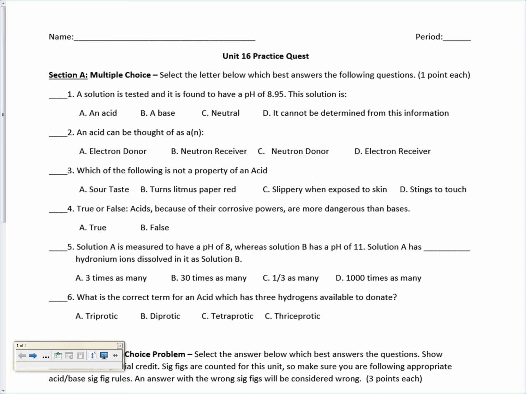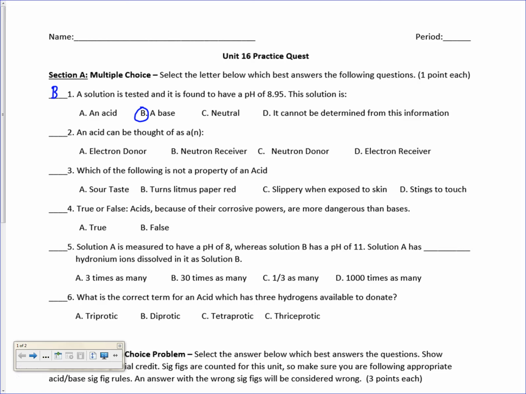This is the Unit 16 practice quiz. I'm going to quickly go through this multiple choice section. It says a solution is tested and found to have a pH of 8.95. The solution is... this one should hopefully be a pretty simple question. It's a base, because if it is less than 7, it is an acid. If it is more than 7, it is a base.